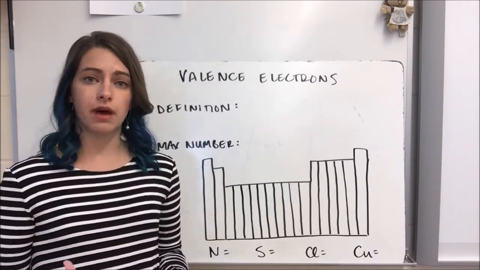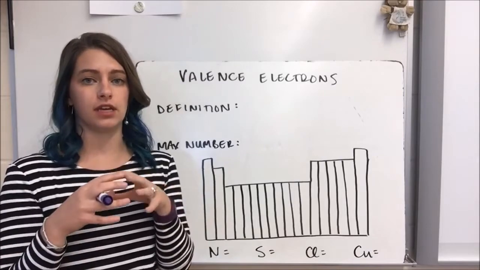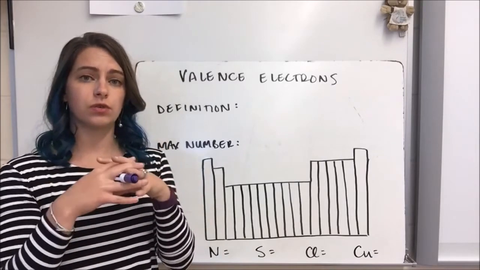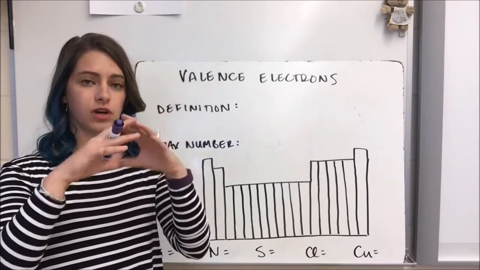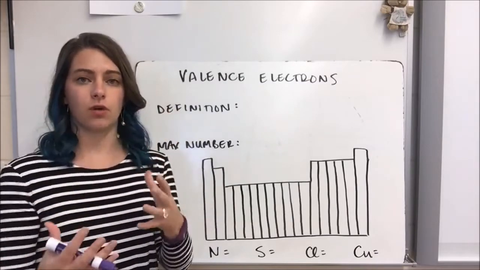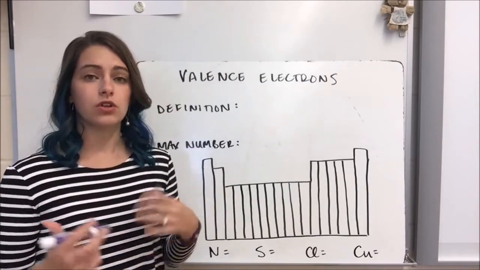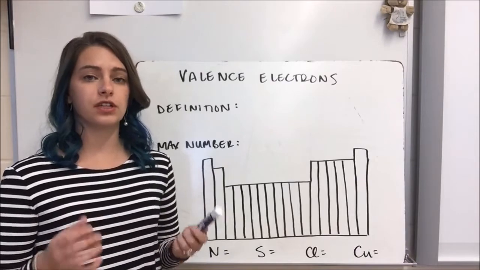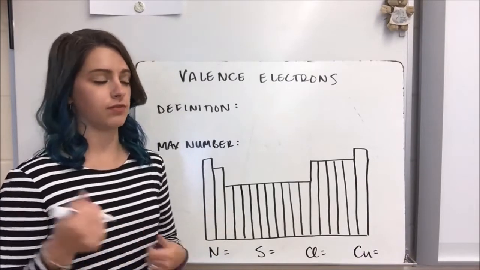And according to Bohr's model of the atom, those electrons live in energy levels. So the first one is the closest to the nucleus, the second one is on the outside of the first, and so on. It's like layers of an onion. So the valence electrons are specifically the electrons in the outermost energy level.